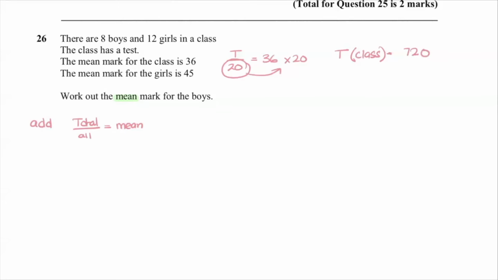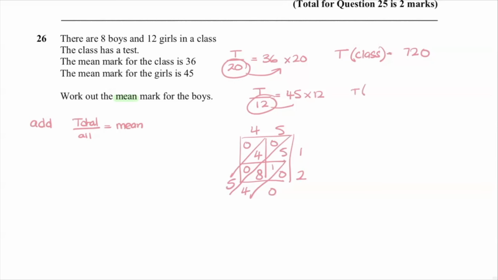I'm never going to know all the individual marks for each student, but I can work out some totals. I'm going to do the same for the girls now. So there's a total I don't know, but when it got divided by the 12 girls, it gave an answer of 45. So I rearrange and I need to times through by 12. Now, this I'm going to need to do a little bit of working out.